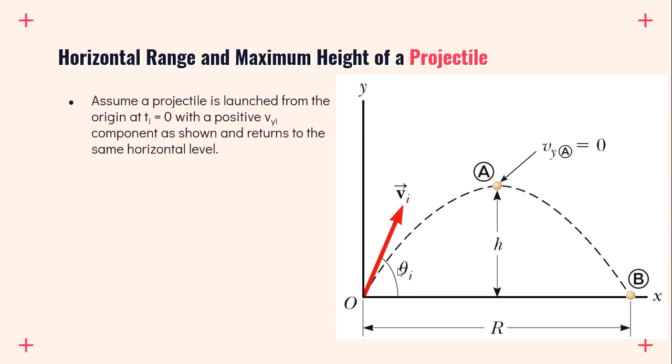So since projectile motion happens a lot, there are many problems that are modeled by the motion of a projectile. There are some shortcut formulas that you can remember when dealing with projectiles. So we assume that the projectile is launched from the origin at t equal to 0 with a positive vyi component as shown and returns to the same horizontal level.